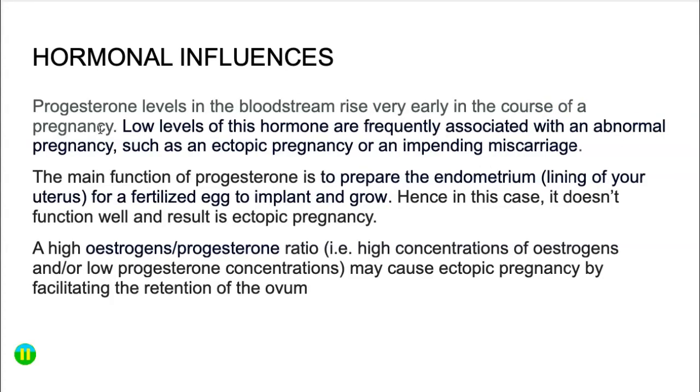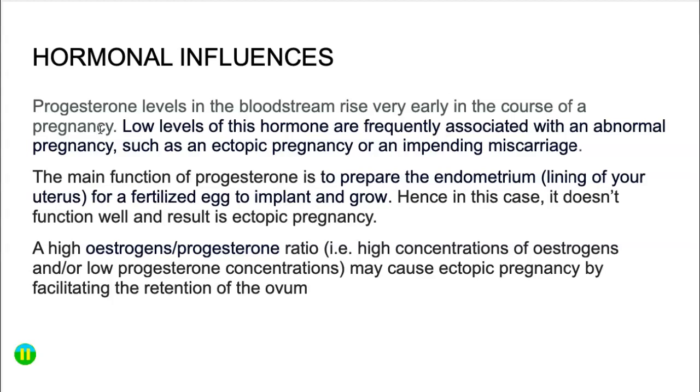What are the hormonal influences? Now, this is very, very important. We all know the most important hormones we have for females are the progesterone and the estrogen. Now, when the progesterone levels in the bloodstream rise very early, this is normal in pregnancy. But if the levels are low, lower than what it is supposed to be or lower than usual, we know this is not the right sort of pregnancy. It's not heading in the right direction. So this is an ectopic pregnancy or something which is an impending miscarriage.